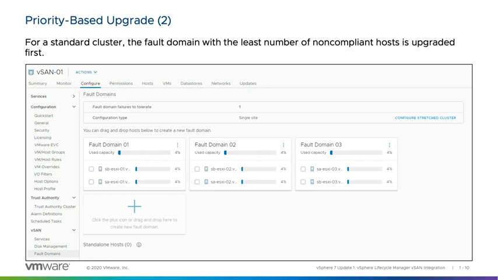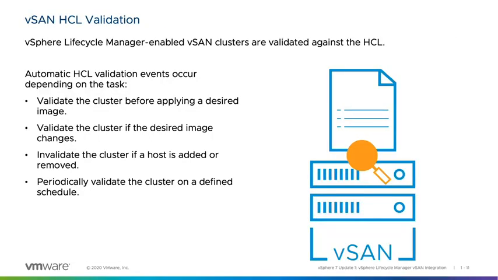vSphere Lifecycle Manager enabled clusters that are also enabled with vSAN are automatically validated against the VMware hardware compatibility list. An automatic validation event will occur before applying a desired image, if the desired image changes, if a host is added or removed to the cluster, and also on a periodic schedule. The periodic schedule is configurable as a vCenter Server scheduled task.